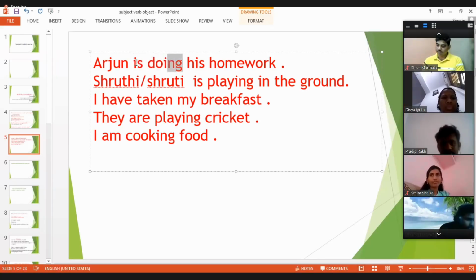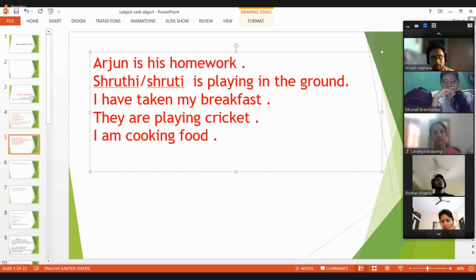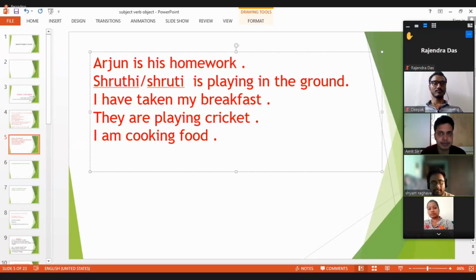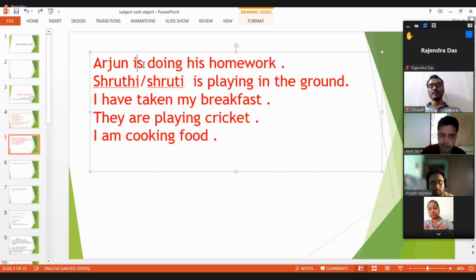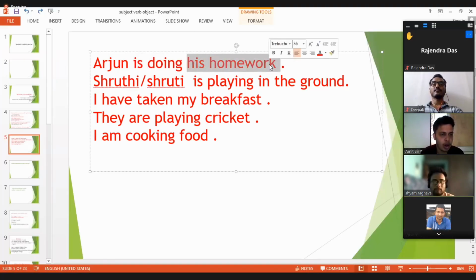Even just try to remove this: Arjun is his homework. Is it right? No, not right. Ram is travel by train. No. Ram is traveling. So now I hope we are getting the point. Whenever you feel that English is boring, try to do the experiment, and by doing the experiment you'll learn. So is doing is the verb, and his homework is the object.